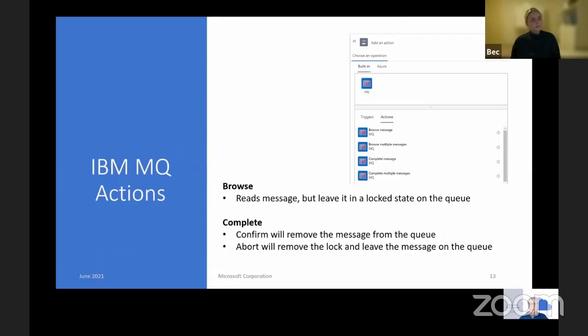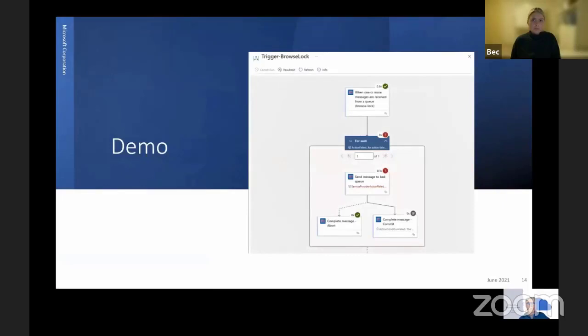There is also a complete action that can either commit or abort the read. The commit will remove the message from the queue, whereas the abort will remove the lock from the message, making it available on the queue. Also, if the workflow crashes, then the lock will automatically be removed by the MQ server. These actions have a single version and a multiple message version. Let's do a demo of this in action.